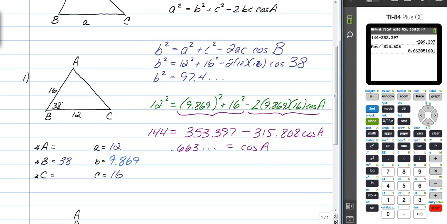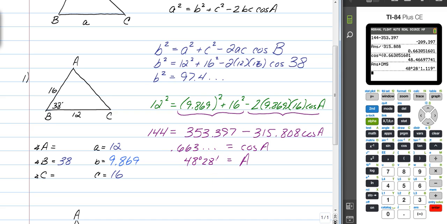So when we're looking for an angle measurement, we have to remember to use inverse trig. So second cosine of the previous answer is going to give us 48.466, which we of course need to change to degrees, minutes, and seconds. So number 4, DMS, and we get 48 degrees and 28 minutes. So we have found A. A is equal to 48 degrees and 28 minutes.